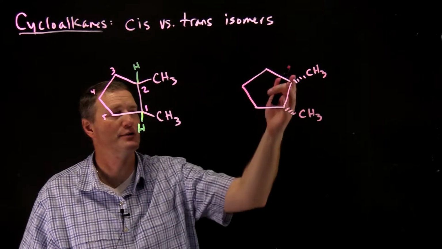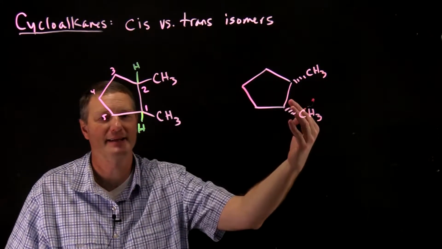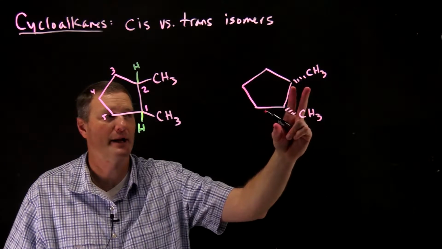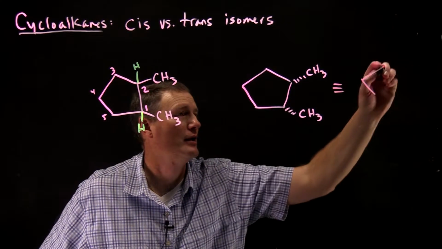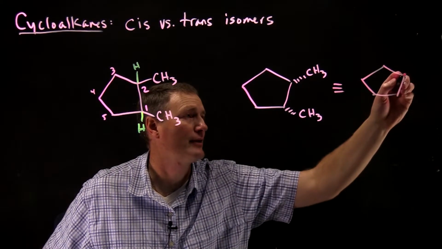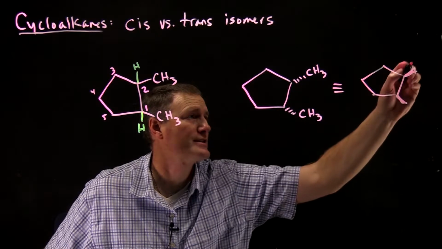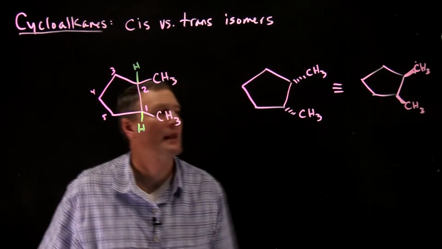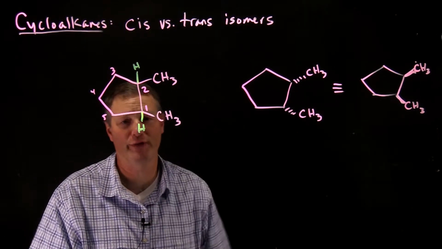Okay, so notice I've used two wedged bonds. Both methyl groups would be sort of going back into the plane. They'd both be on the same face of the ring. I could have also drawn this molecule where I use two wedges, where the two methyl groups now would be coming out. And I've basically indicated that these are in fact the same molecule.